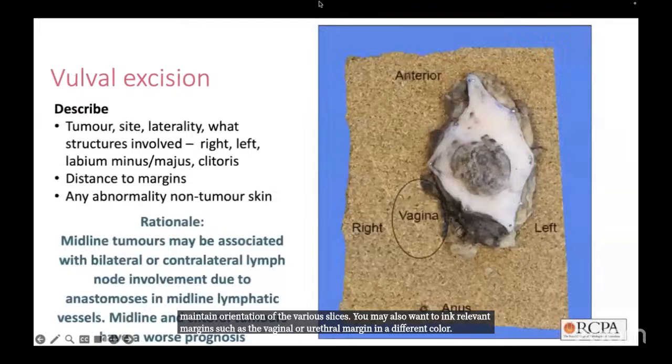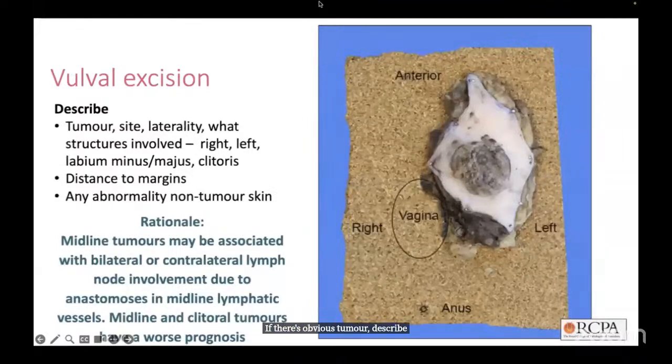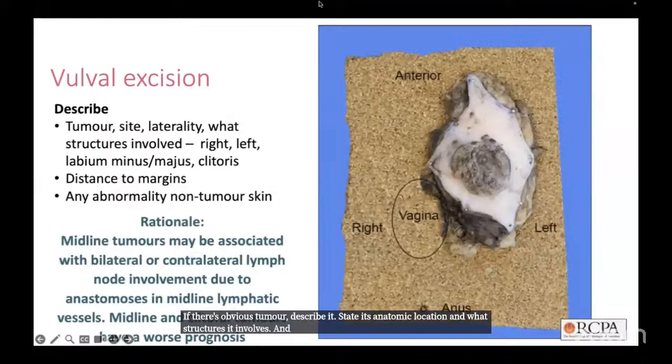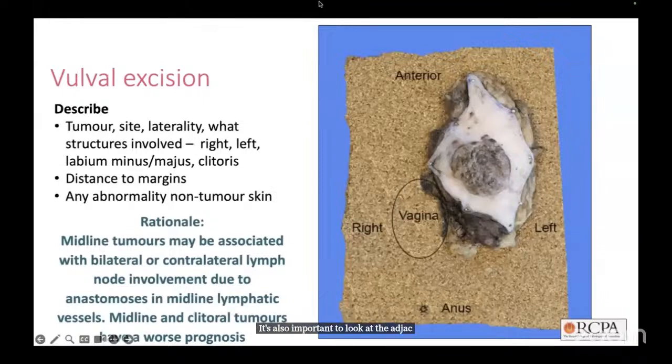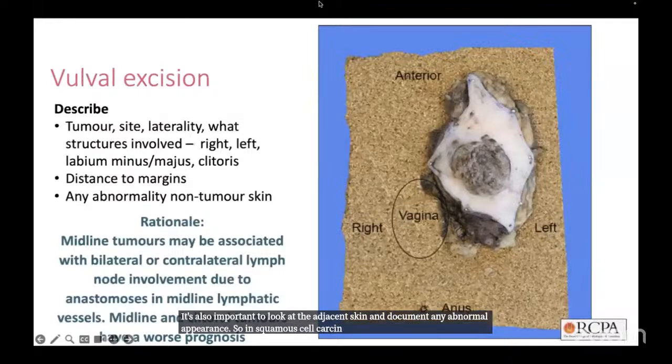If there's obvious tumour, describe it. State its anatomic location and what structures it involves. This has prognostic importance as midline tumours are associated with the potential for bilateral lymph node involvement due to midline lymphatic anastomoses. It's also important to look at the adjacent skin and document any abnormal appearance. So in squamous cell carcinomas, typically there'll be adjacent VIN, which can form a plaque-like pale or red-coloured lesion.